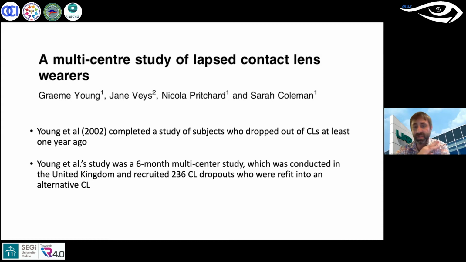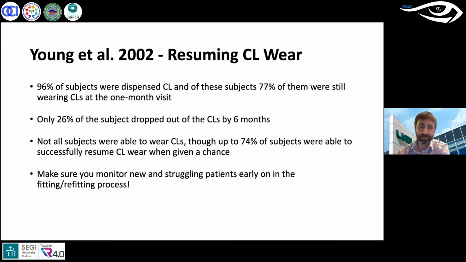It wasn't any specific lens. They just picked one that they thought would be good for that patient. And they found that initially 96% of the patients could accept the lens, and then 77% of them were still wearing them 1 month later. And going forward to 6 months, 74% of those patients were still wearing contact lenses, or 26% dropped out. So point one is that if you have an uncomfortable contact lens wearer, like in the case we just saw today, you could just simply switch to a different lens and they may do way better.